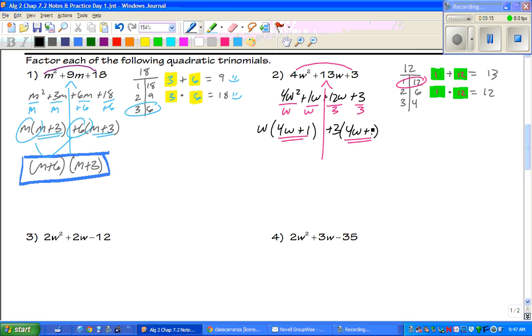That's our check, which proves that we got the right answer. 4w plus 1, w plus 3.